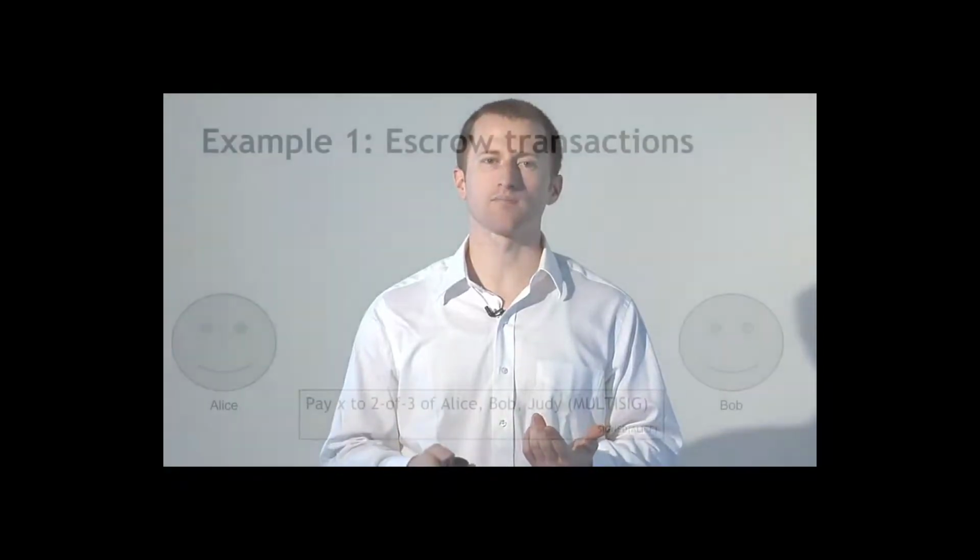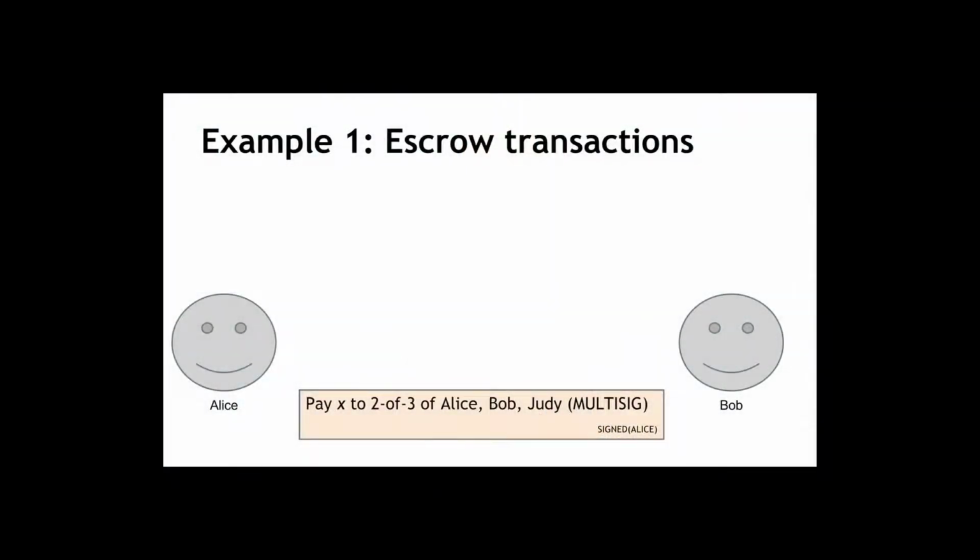There's quite a nice solution in Bitcoin that's actually used quite heavily in practice, which is to introduce a third party and do escrow transactions. So how does this work? Well, Alice is going to send the money not directly to Bob, but create a multisig transaction that requires 2 of 3 people to sign in order to redeem the coins. And those 3 people are going to be Alice, Bob, and Judy, who's a judge who's going to come into play in case there's any dispute.